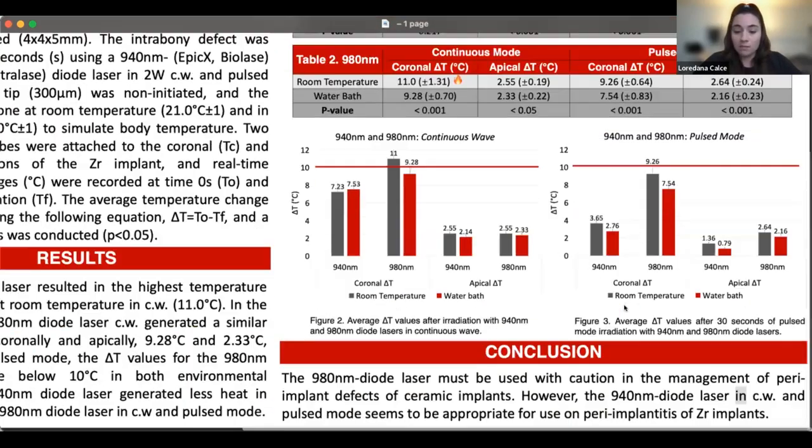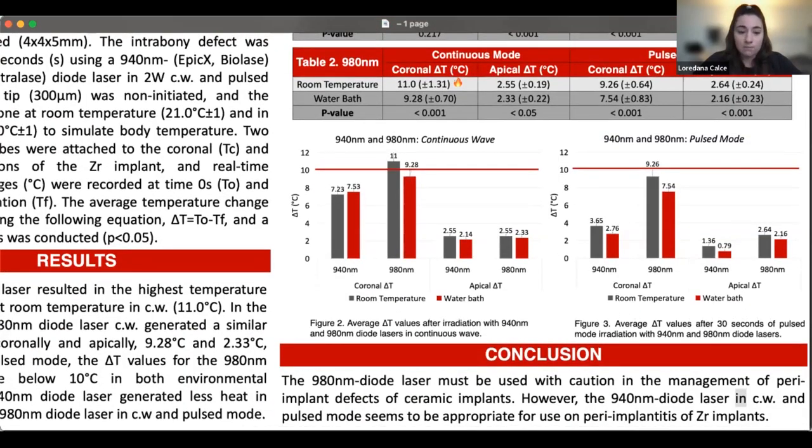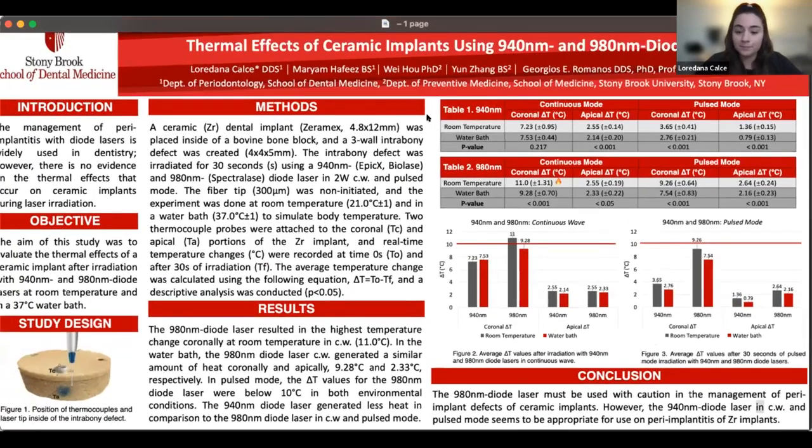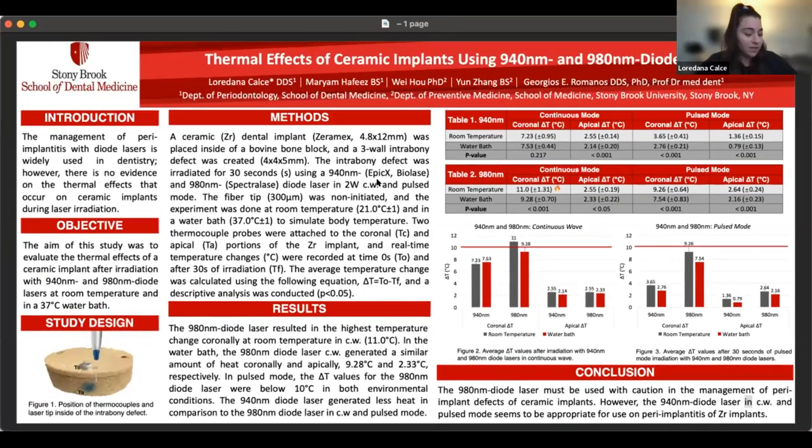So within the limitations of this study, our conclusion is that the 980 nanometer diode laser must be used with caution in the management of peri-implant defects of ceramic implants. However, the 940 nanometer diode laser in continuous wave and pulse mode seems to be appropriate for the use on peri-implantitis of ceramic implants. Thank you, everyone.